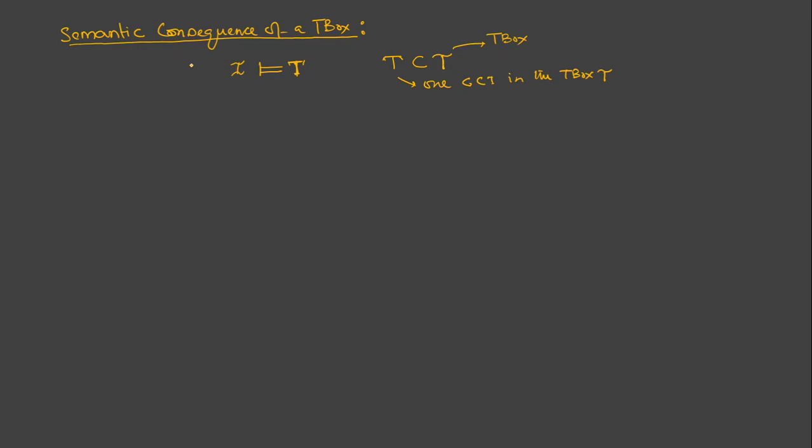And this I is an interpretation, one interpretation, and here we say that this I is a model of T, right? When do we say that? If T becomes true for the interpretation I, then we say that I models T, right?